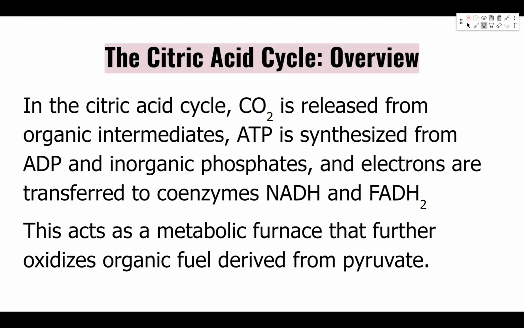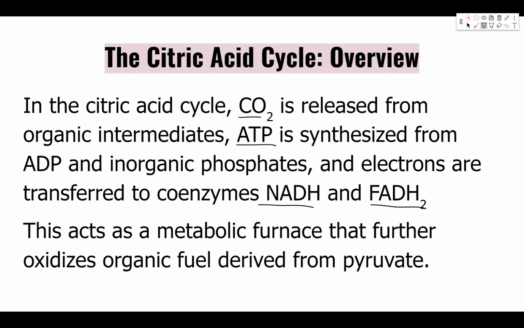In our citric acid cycle, carbon dioxide is going to be released from our organic intermediates. This is the carbon dioxide that we breathe out. It is the carbon dioxide that comes from these sugars. So the first blank is CO2. We've got some ATP that is going to be synthesized from some ADP and inorganic phosphates. And we have our electrons being transferred to NADH and FADH2.